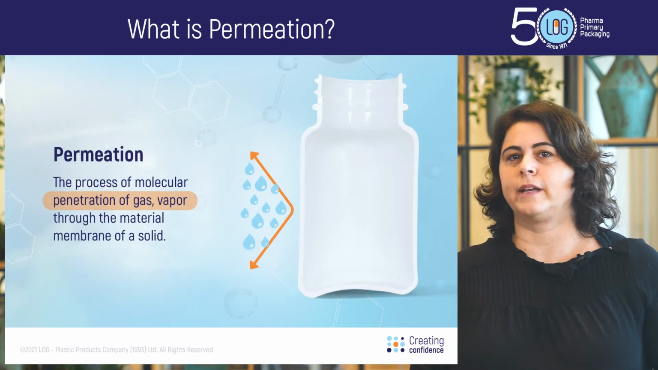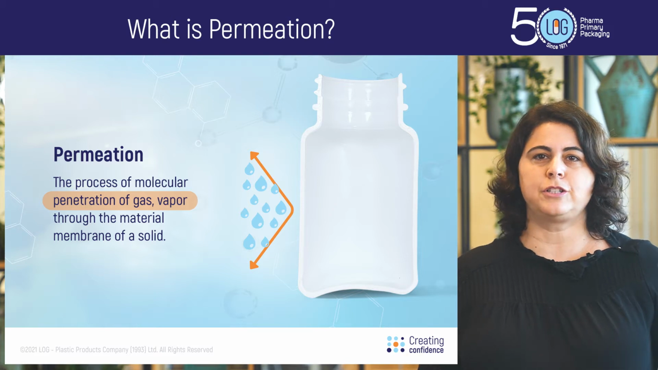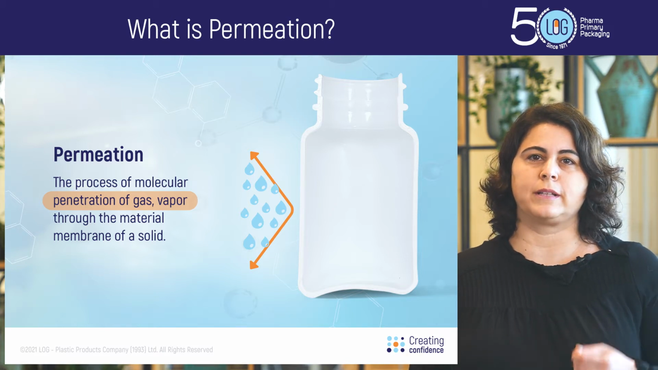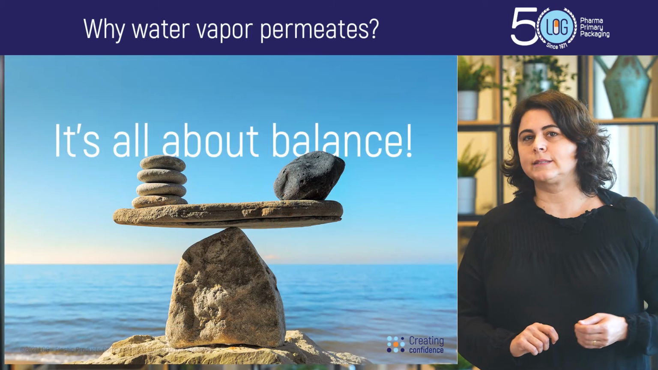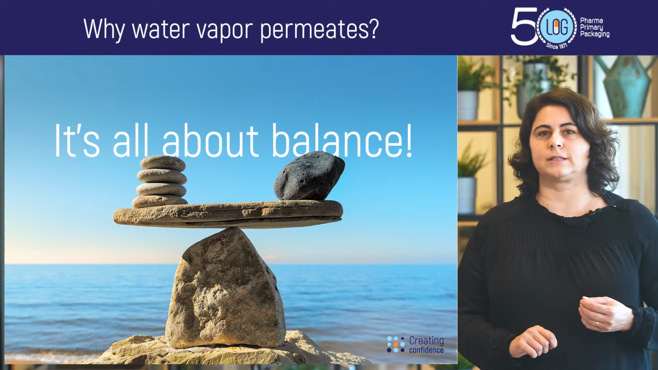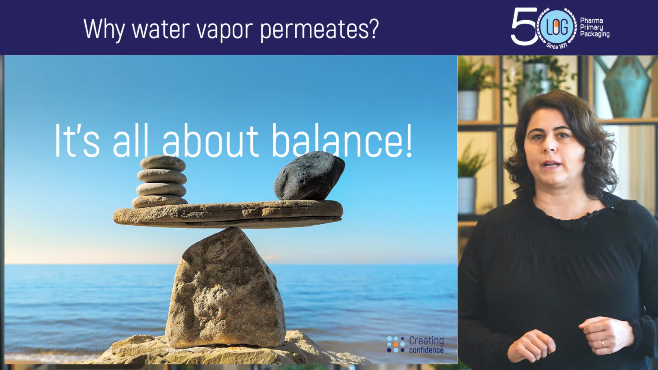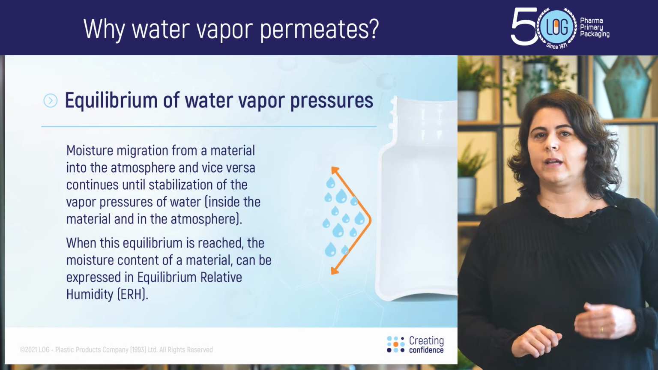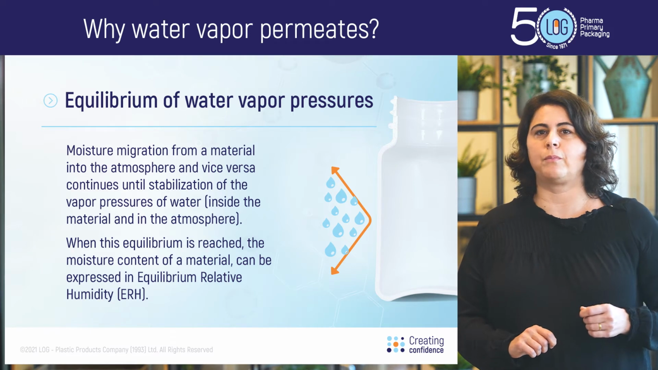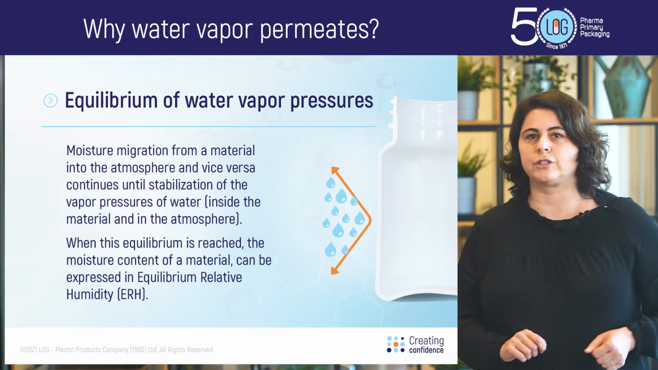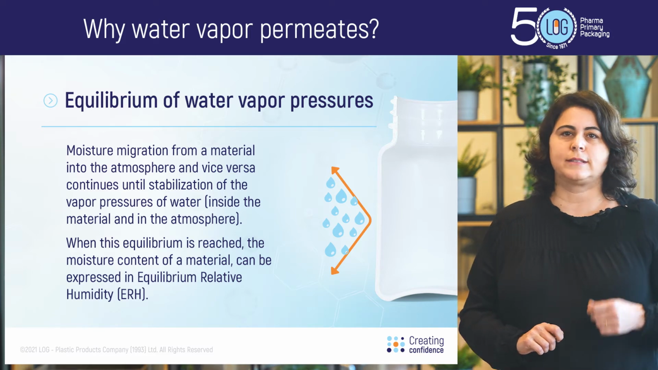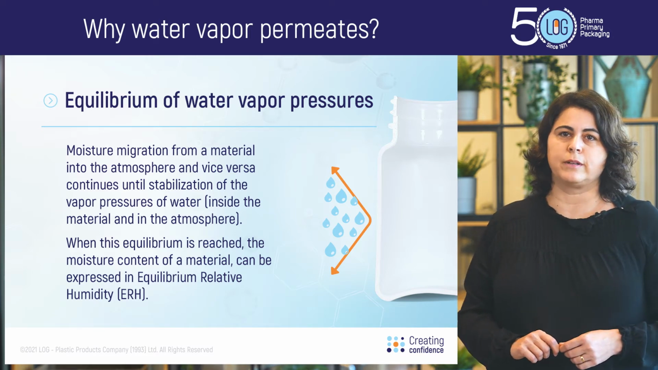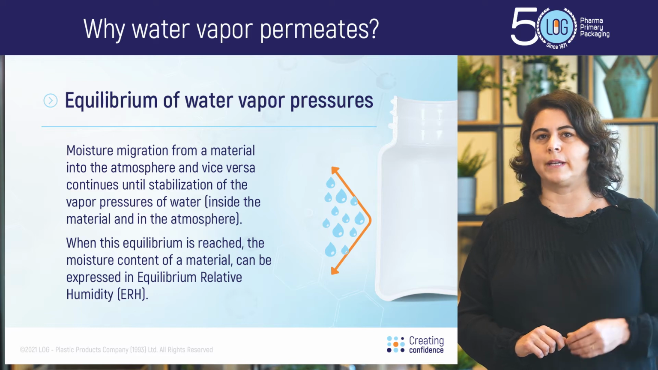What is permeation? Permeation is a process of molecular penetration of gas through a solid. Why does water vapor permeate? Water vapor, like other gases, will always try to reach balance. Until equilibrium is reached, water vapor migrates from high to low potential, for example, high to low concentration. As long as the equilibrium has not been reached, the water vapor will permeate.